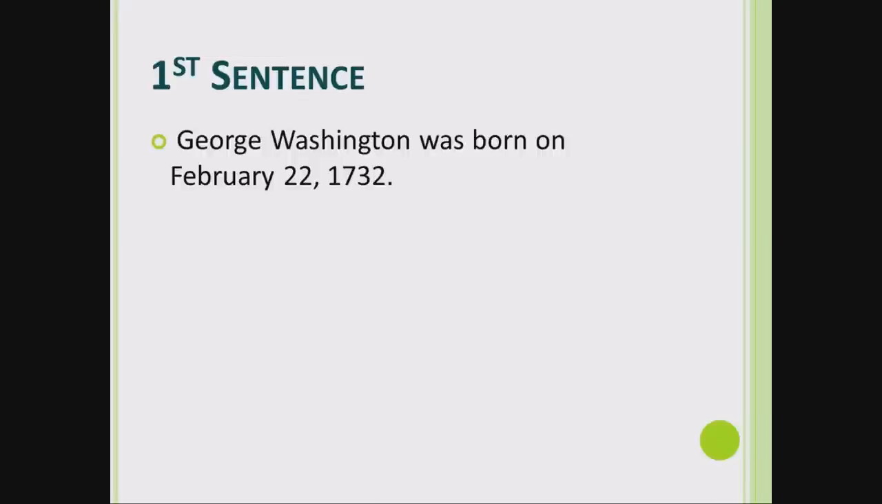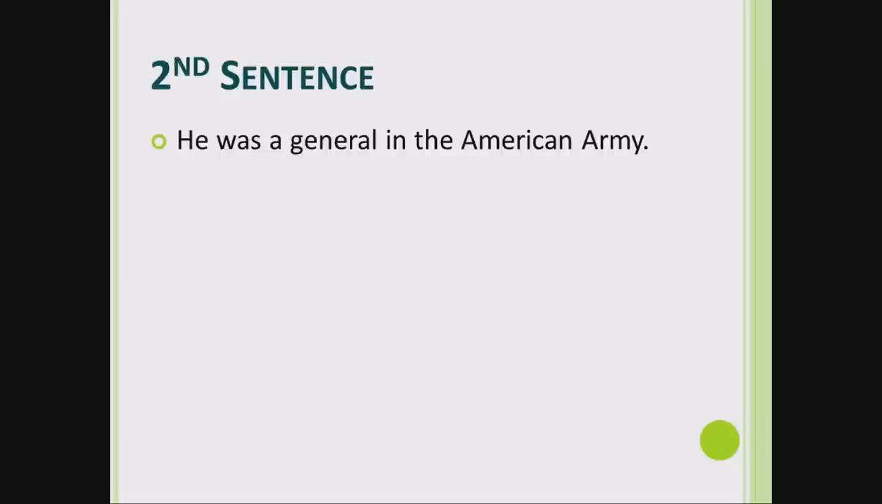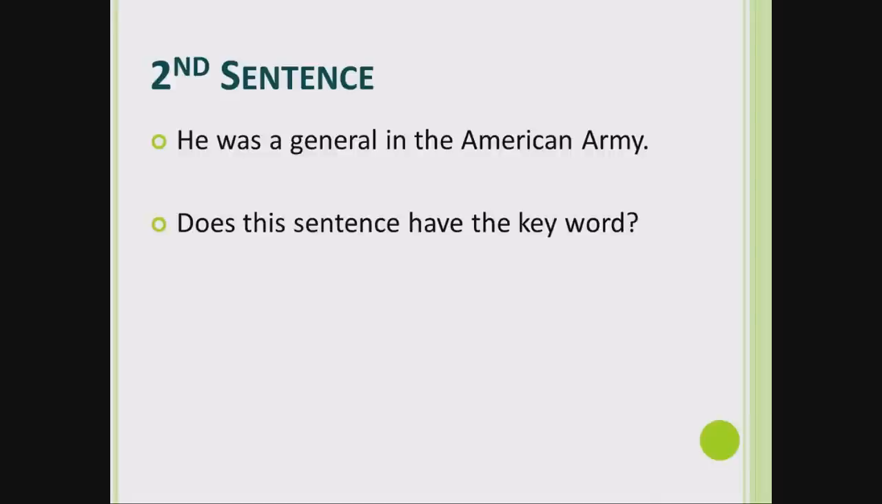First sentence. George Washington was born on February 22, 1732. Does this sentence have the key word? No. Second sentence. He was a general in the American Army. Does this sentence have the key word? No.